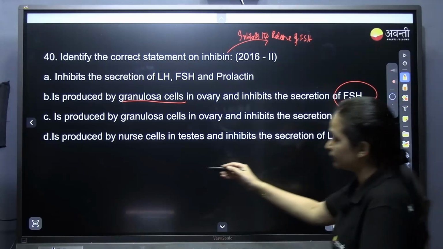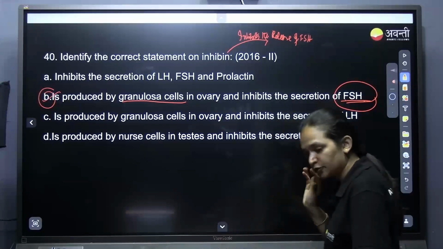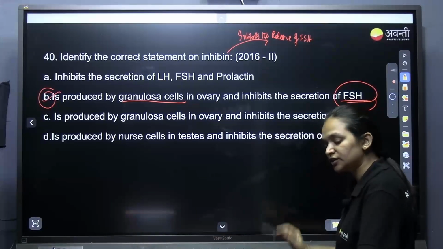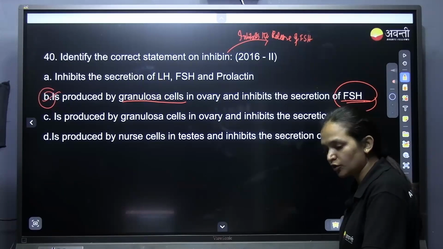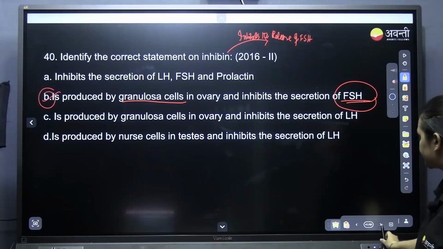Understanding? Estrogen also does. Okay, previously I have told you estrogen also does. Estrogen inhibits both, luteinizing hormone also, follicle stimulating hormone also.